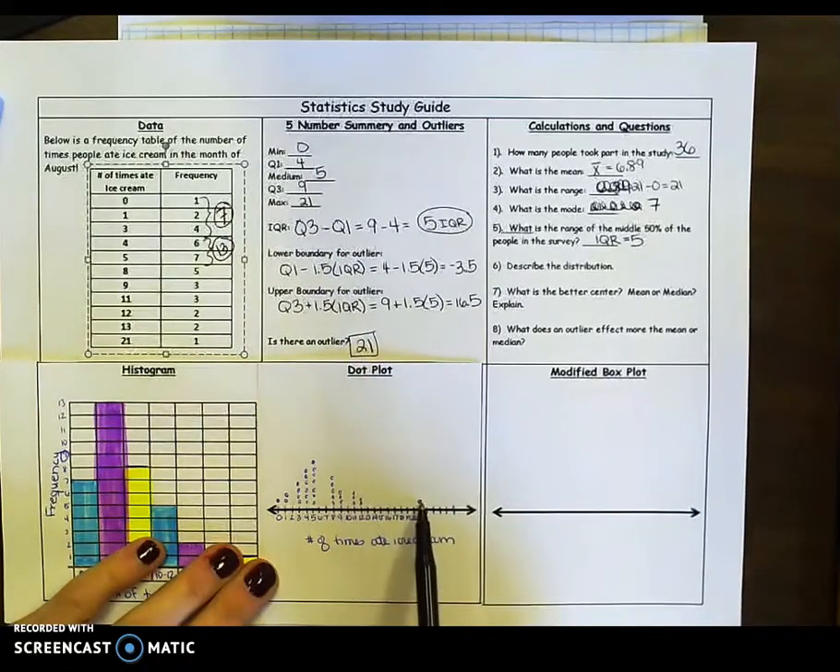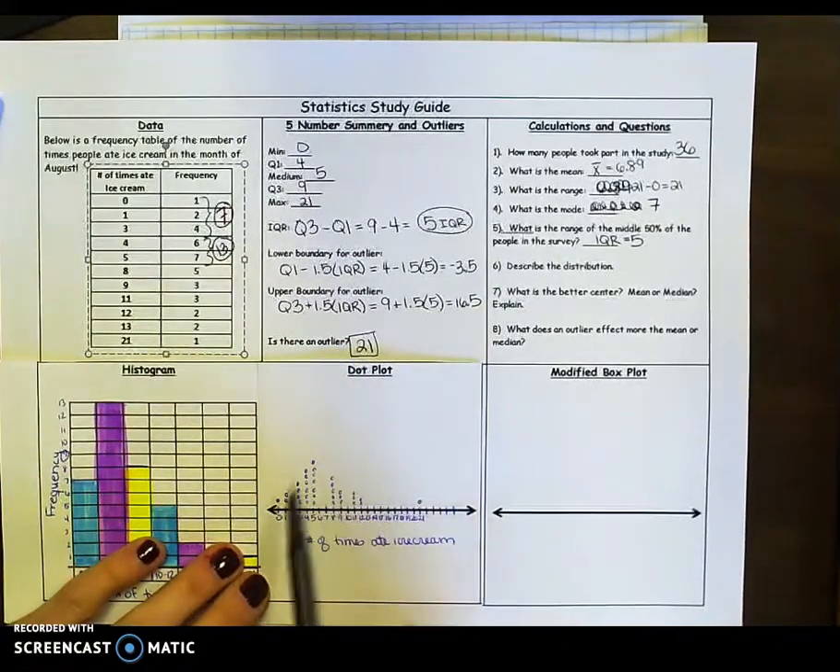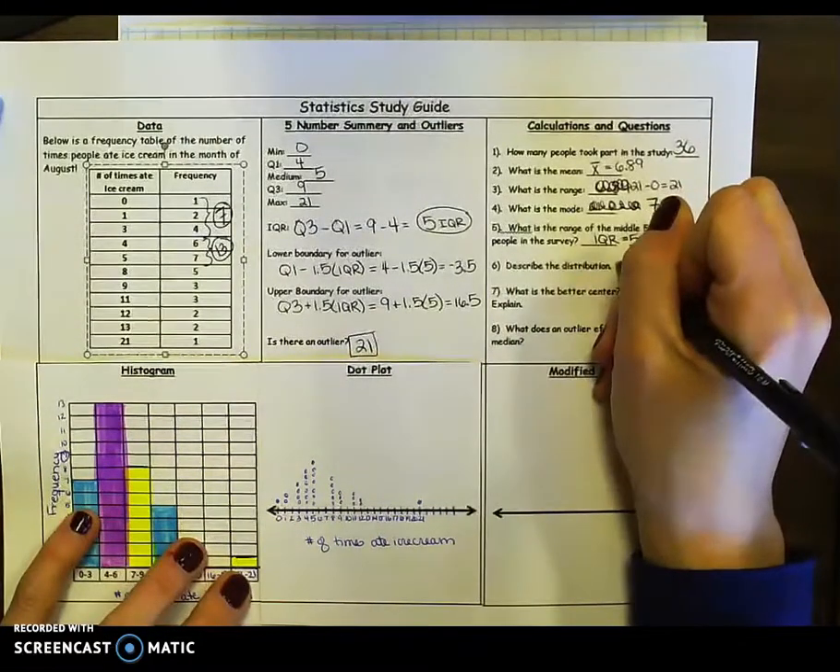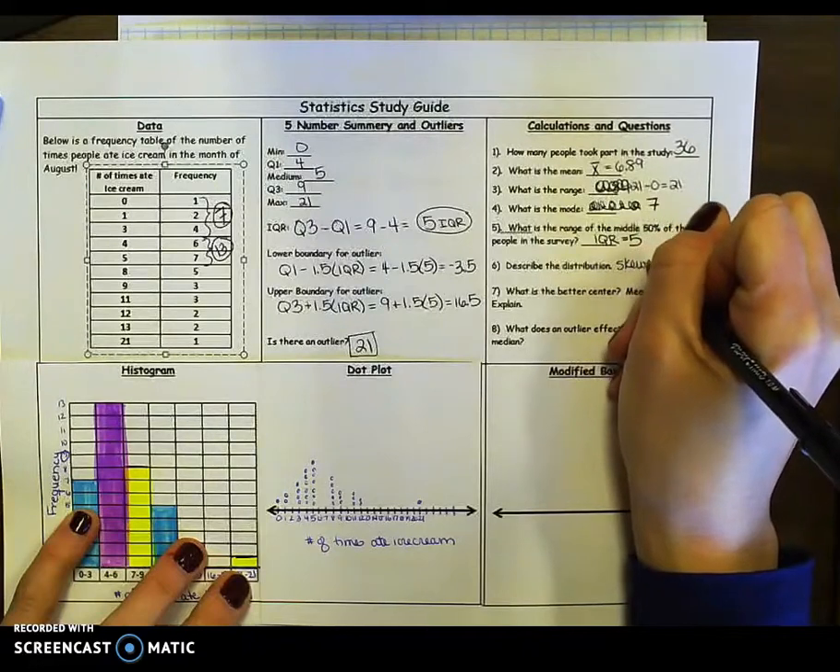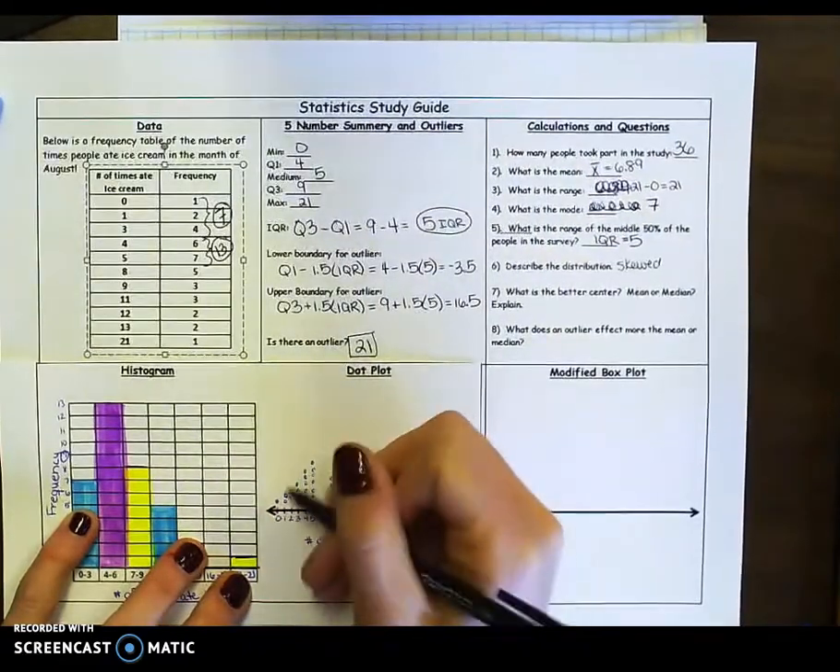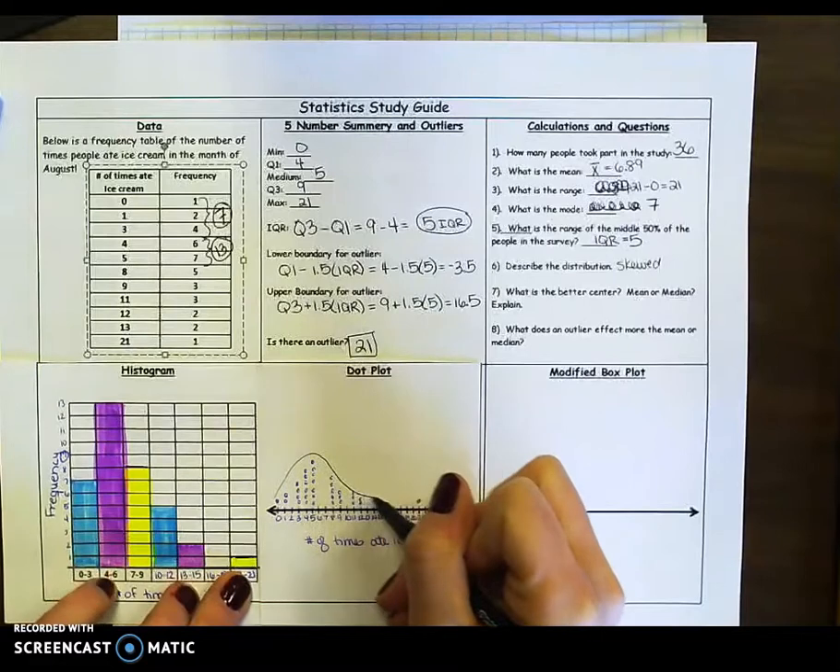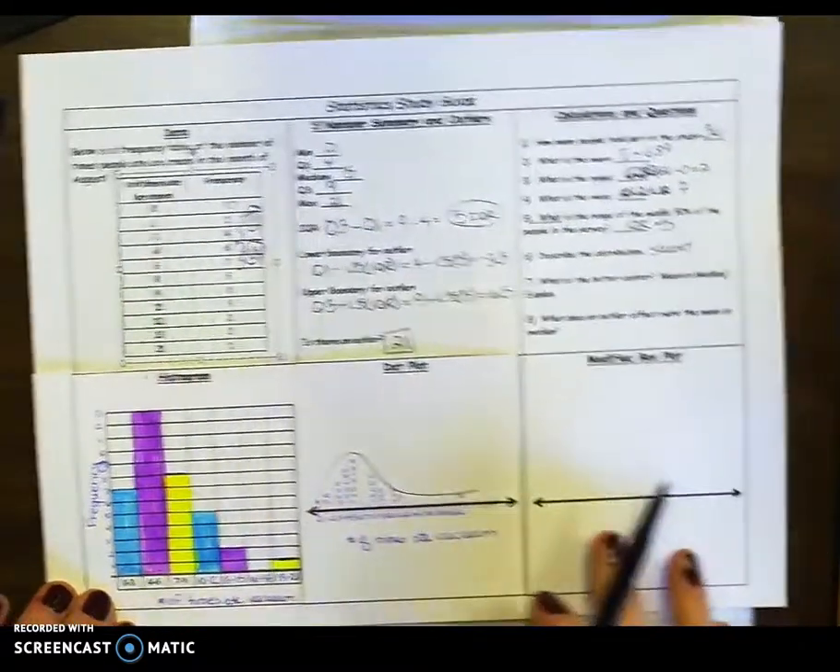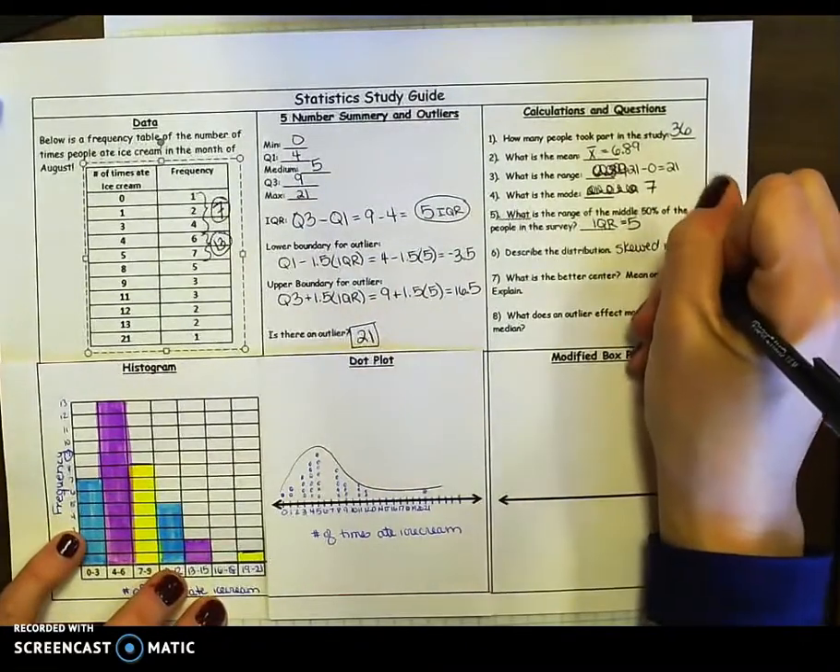I'm going to go with the idea that since there are slightly more people on this side than this side, we're going to go ahead and say that the data is skewed. And since the tail of this data, plus if you look at your histogram, we can also see that it looks like it's skewed to the right.